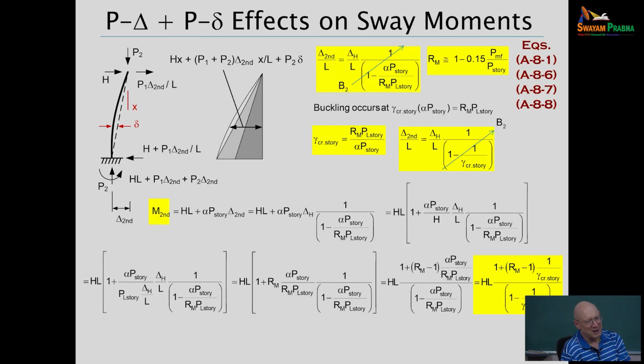The true amplification of the moments will be the form that's highlighted in yellow in the lower right. Now, if we look at what's going on with that, again, notice Rm is generally less than 1, and so Rm minus 1, like the psi factor yesterday, will be a negative number multiplied by 1 over gamma story. So the amplification on the moment is typically going to be smaller than the amplification on the side sway displacements.